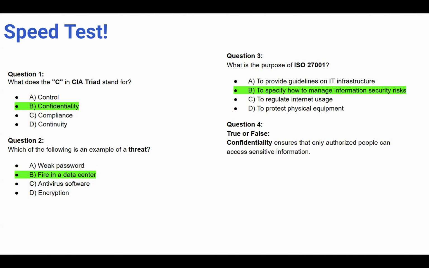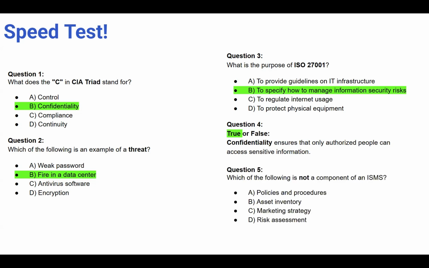The fourth speed test question now, true or false? Confidentiality ensures that only authorized people can access sensitive information. Is it true or false? Pause, think, answer, play. That will be true. Yes, that's what confidentiality does.